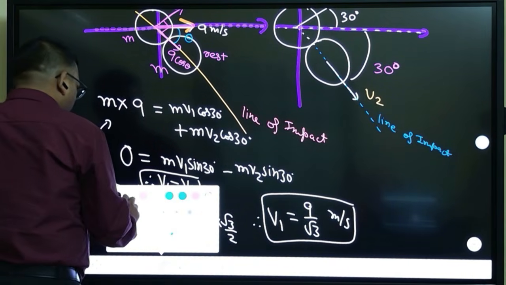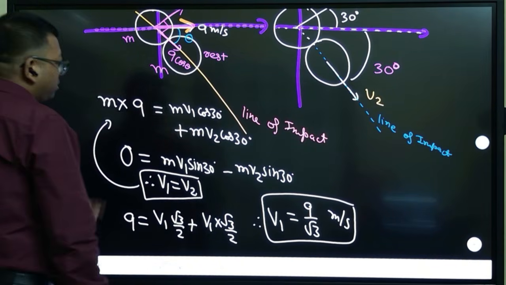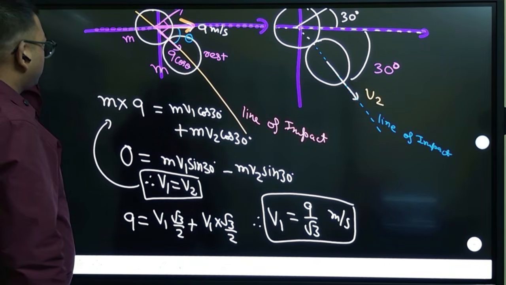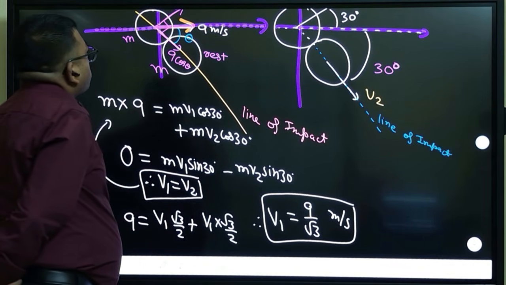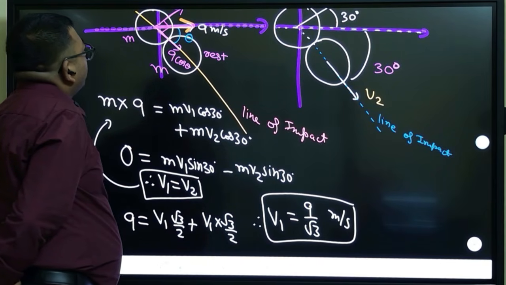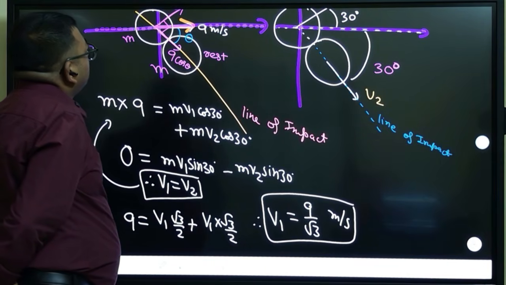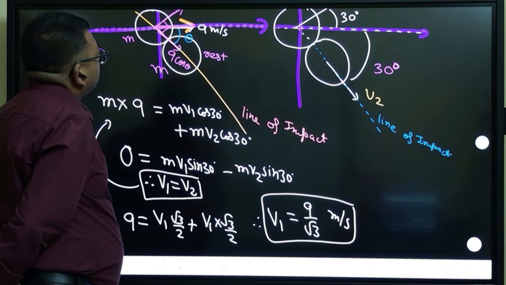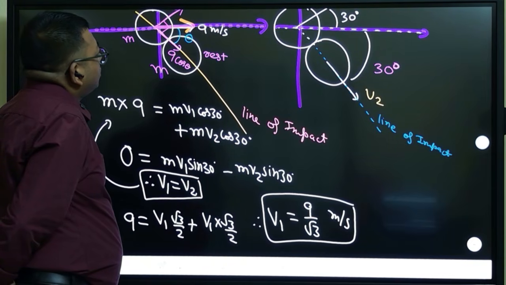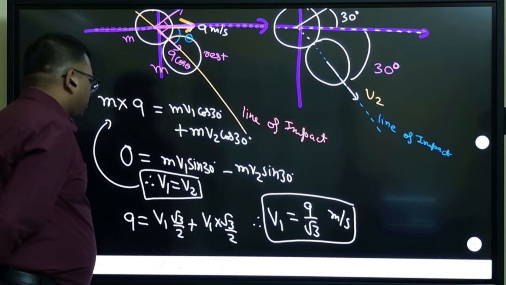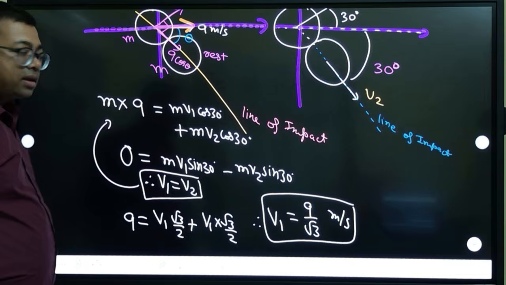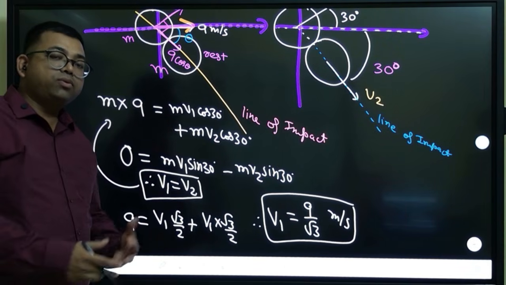Then what type of collision is it? Now, they are also asking what type of collision. We do not know the line of impact anyway. How do we know that? We don't have any information about the line of impact. But are they asking to calculate E or the type of collision?